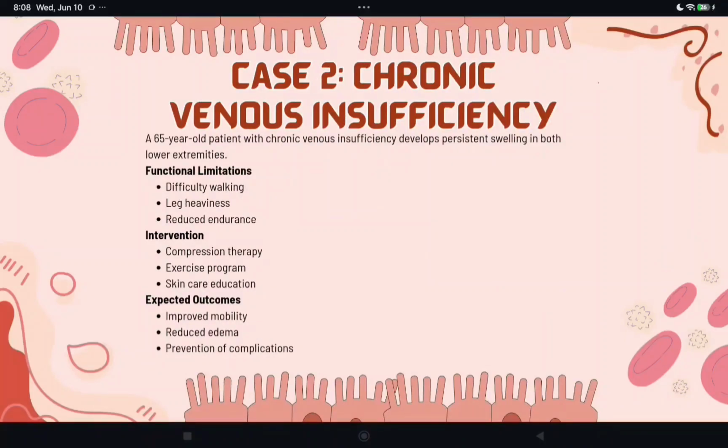Case 2. Chronic venous insufficiency. A 65-year-old patient with chronic venous insufficiency develops persistent swelling in both lower extremities. Functional limitations: difficulty walking, leg heaviness, and reduced endurance. Intervention: compression therapy, exercise program, and skincare education. Expected outcomes: improve mobility, reduce edema, and prevention of complications.